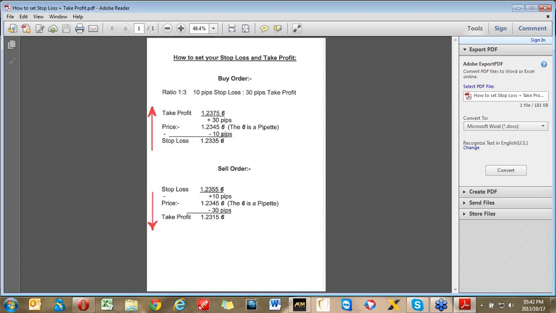Now, you're probably wondering, but hang on, what about that 6? Why is that sort of hanging to the side there? That is what you call a pipette. It is a percentage of a pip to give you that fraction of an edge when you put in the trade. So, try this exercise, guys.